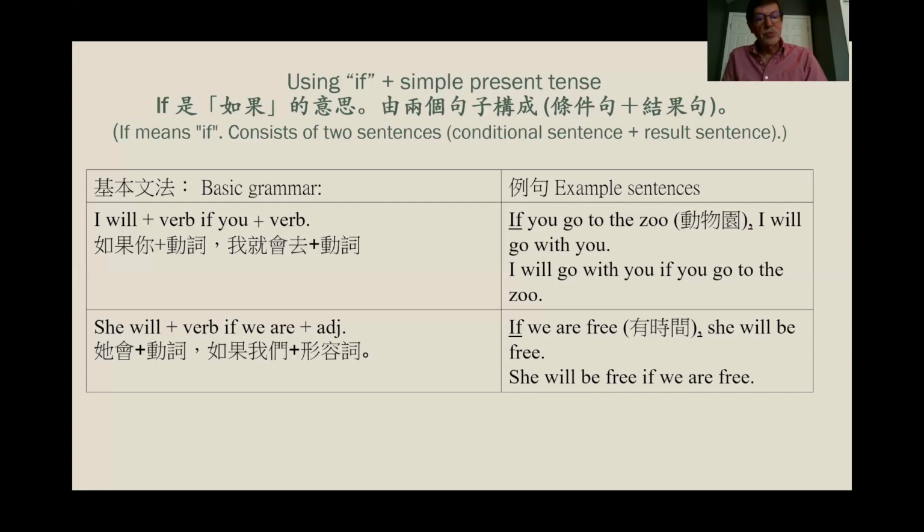Second example: she will plus verb, if we are plus an adjective. If we are free, she will be free. So if we are free, present; she will be free. You can do it the other way around. She will be free if we are free. So once again, it's using the present and future tenses together here. In this case, divided by a comma.